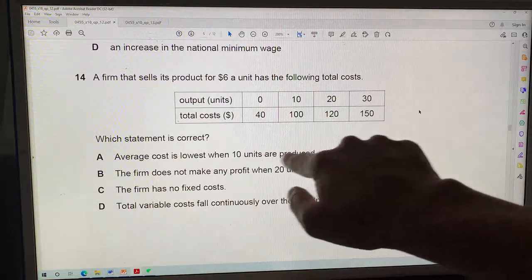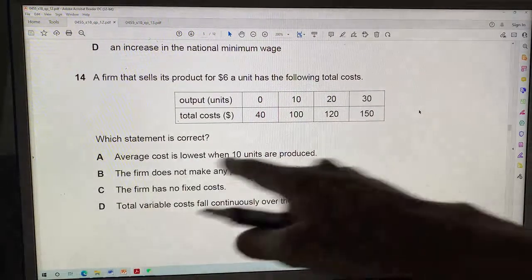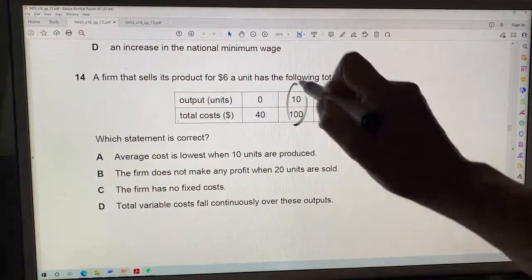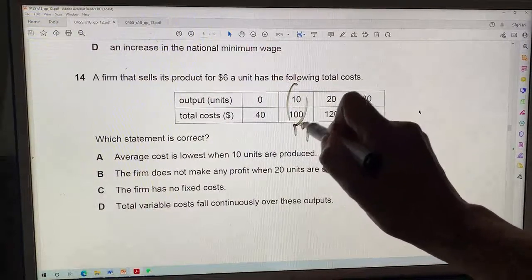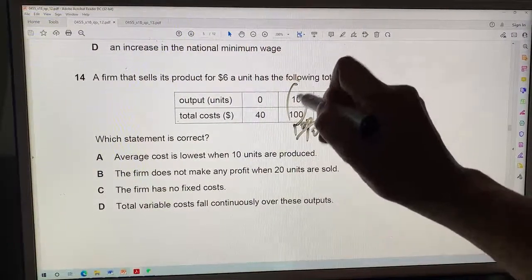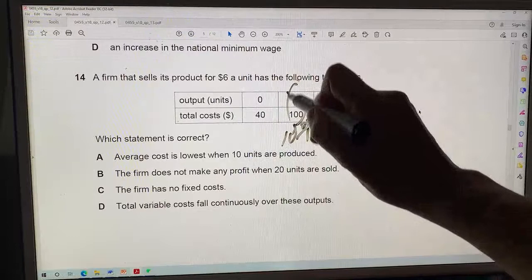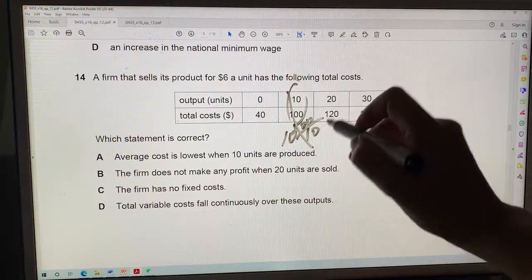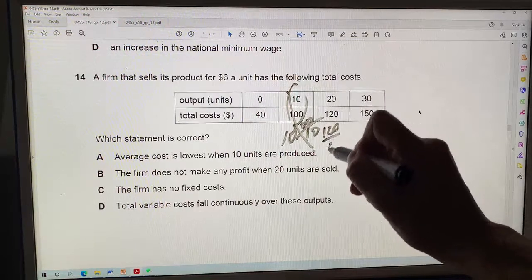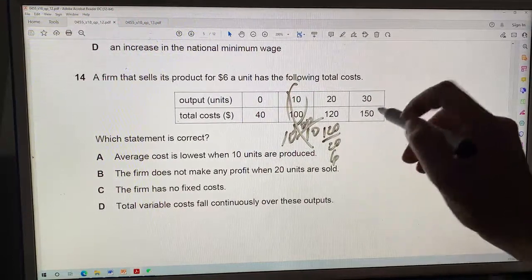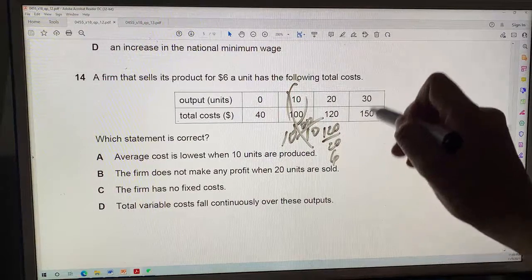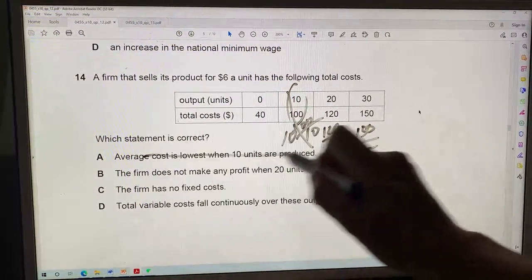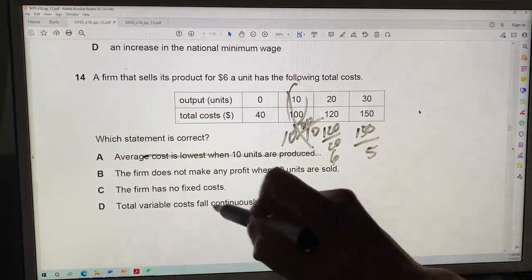Average cost is lowest when 10 units are produced. Is that true? Let's see. Total cost at 10 is 100, divided by 10, so average cost is 10 for 10. For 20, average cost is 120 over 20, which is 6. So no. Here the average cost is 5. So no, average cost is actually decreasing.